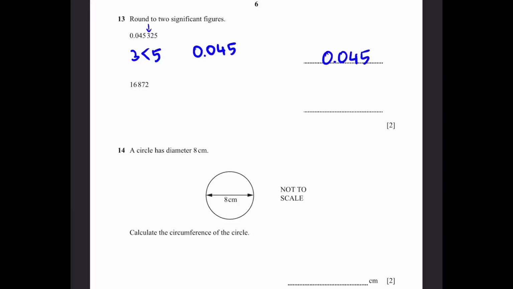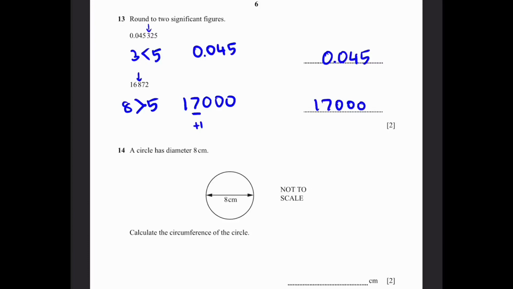The next one is 16,872. The third significant figure here is 8. And 8 is greater than 5, so the answer will be 17,000. Note that this digit has increased by 1. It was 6 before, now it has become 7 because 8 is greater than 5. 17,000.